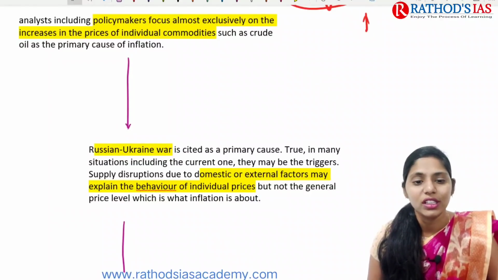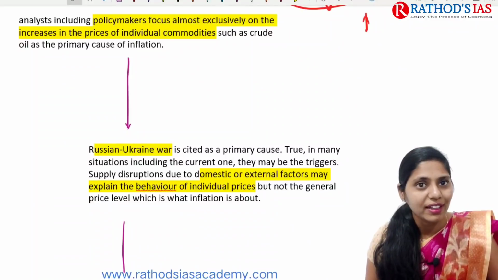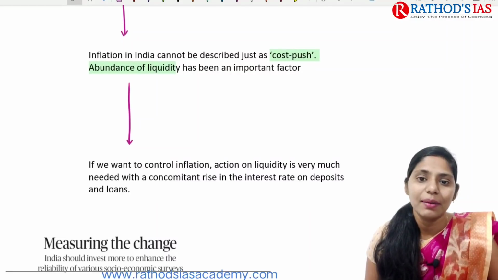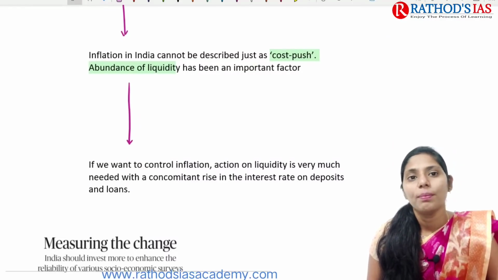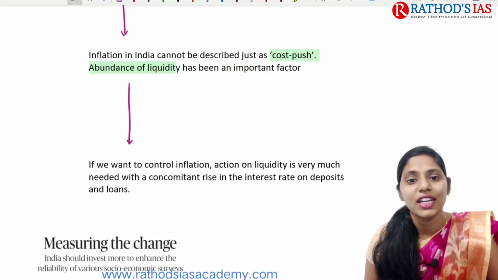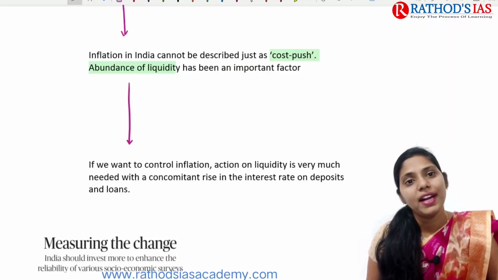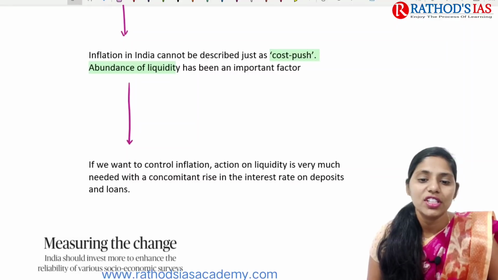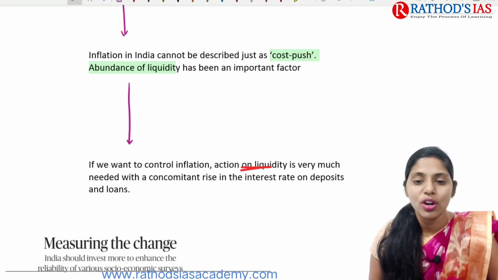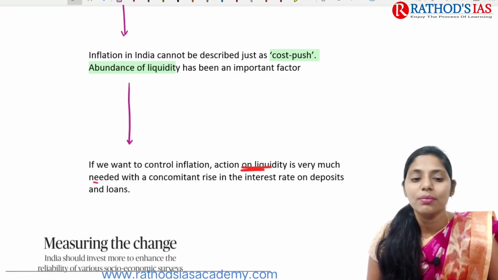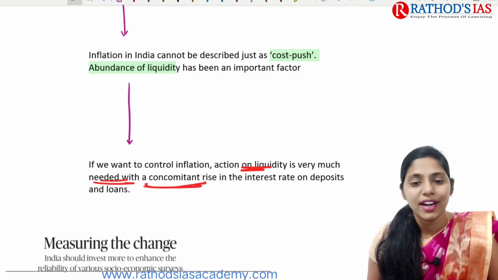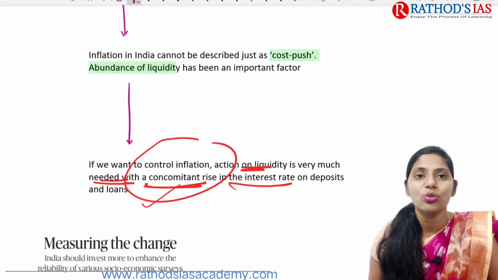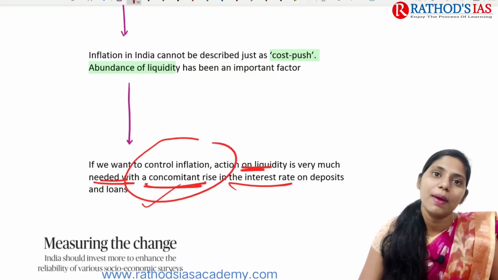But while this is one of the reasons, it is not the sole reason, because there are other important factors involved. Inflation in India cannot be described as just cost-push inflation; it is also because of the abundance of liquidity present in the market. If we want to control this inflation, we need to take proper action on liquidity, along with a rise of interest rates on deposits and loans. So this is about this topic.